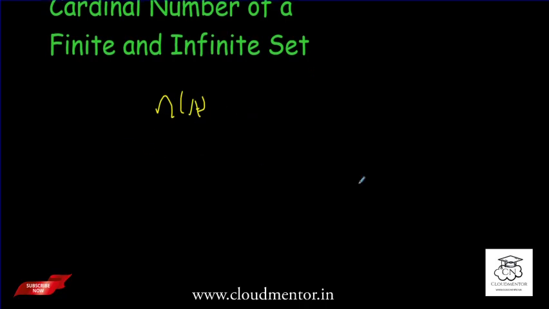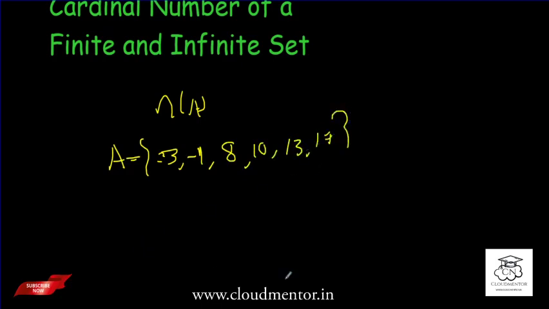For example, if A equals the set of -3, -1, -8, 10, 13 and 17, then n(A) will be equal to the number of elements there: 1, 2, 3, 4, 5, 6. Six elements are there, so n(A) will be equal to 6, that's all.